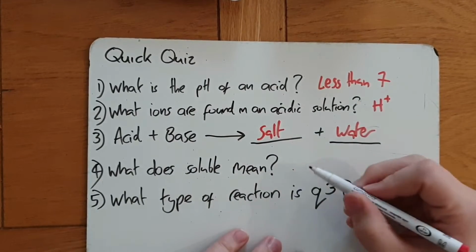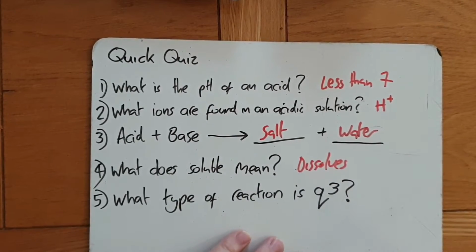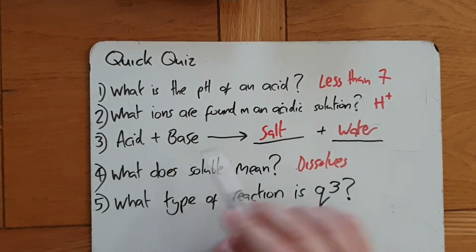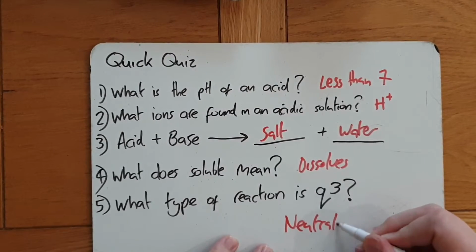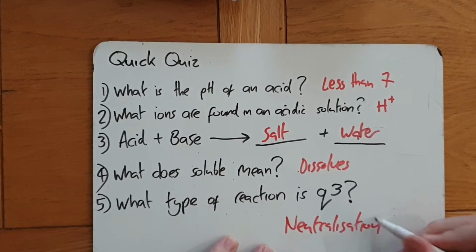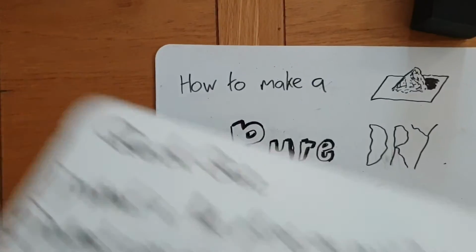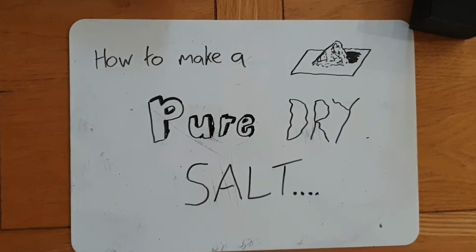What does soluble mean? Something that's soluble means it dissolves. So insoluble means it doesn't dissolve. And what type of reaction is question 3? So that is a neutralization reaction. Neutralization reaction. So going back to the title for today's lesson, how to make a pure dry salt.